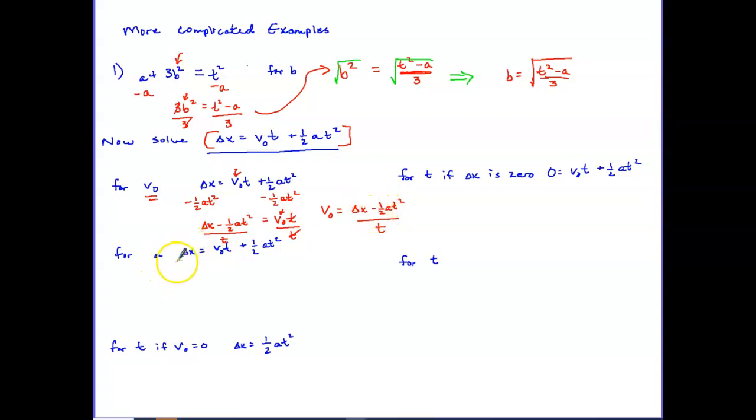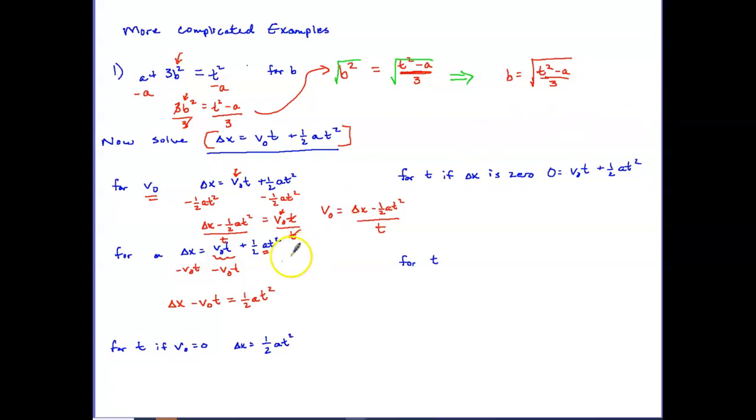So now we're going to solve for acceleration. Okay, so we want acceleration over here by itself. So now we need to do something to that v0t term, and what are we going to do? Well, it's connected with addition. So we're going to subtract it from both sides. Minus v0t, minus v0t. So I get delta x minus v0t equals 1/2 at squared.